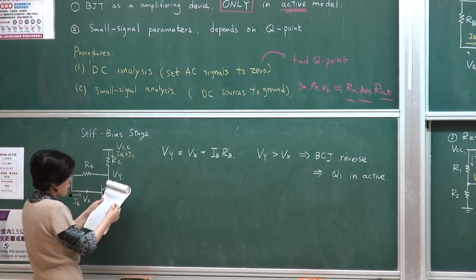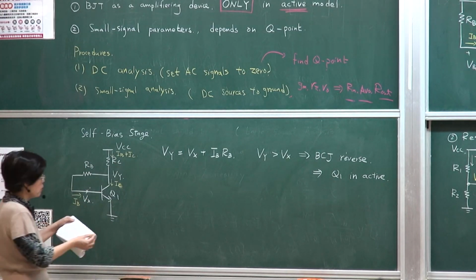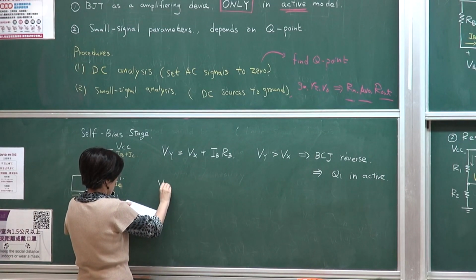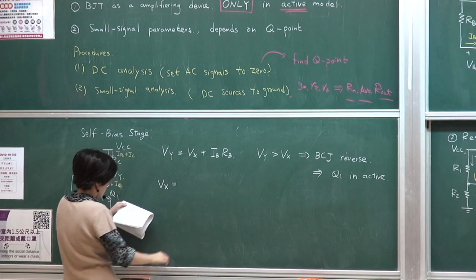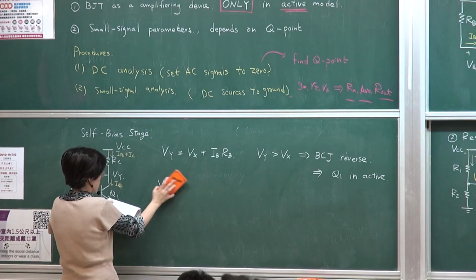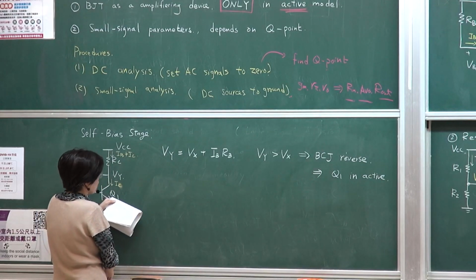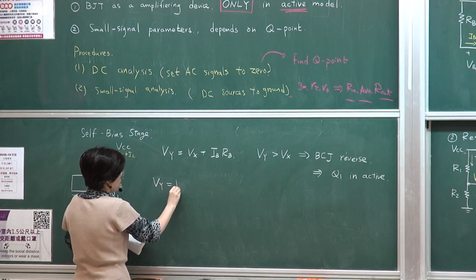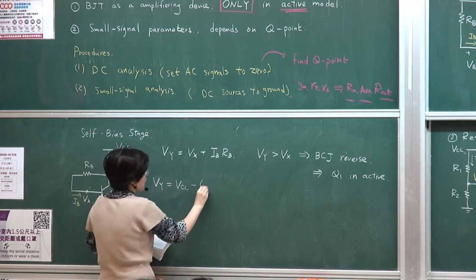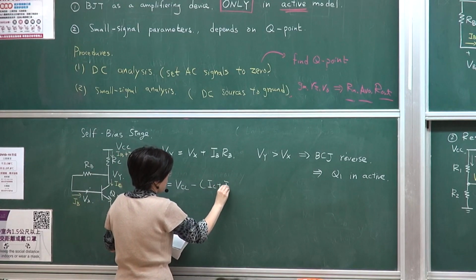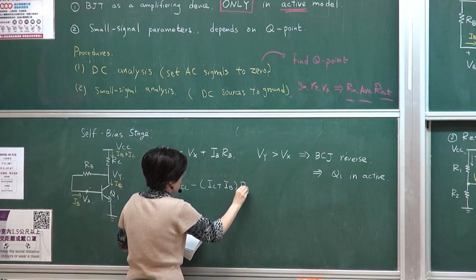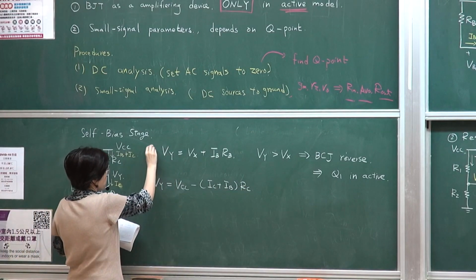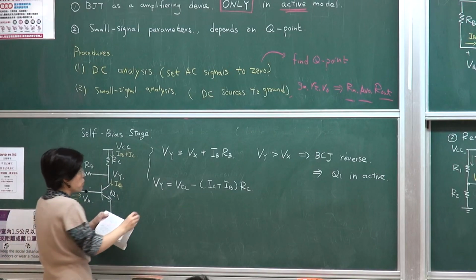And the other thing is, how do you determine your current level? Your current level will be determined by Vx. So let's write down the current equation. The other Vy equation will simply be VCC minus IC IB plus C. Through these two equations, we'll be able to solve for IC.